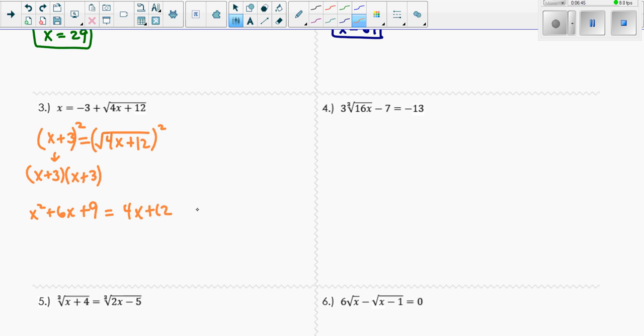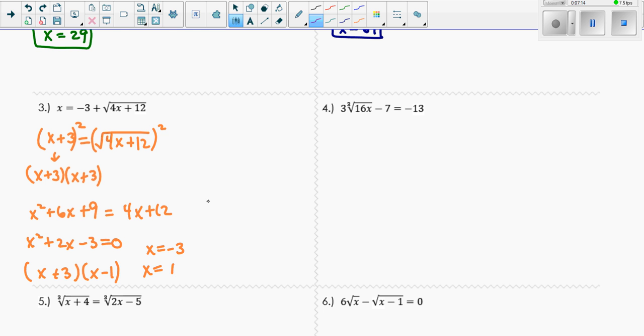I can see that this is quadratic, so I have to set it equal to 0. I have x squared plus 2x minus 3. Let's see, factor. I get 2 solutions, one of -3 and a 1. I need to go back and check my answers.